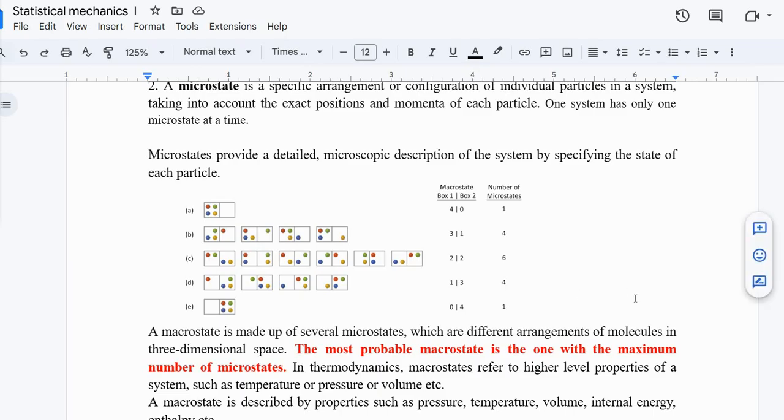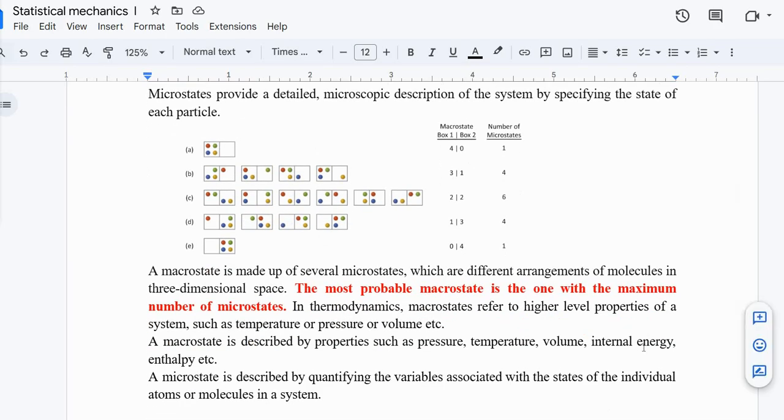Now in the world of statistical mechanics, the most probable macrostate is the one with the maximum number of microstates. So when you have the maximum number of microstates, this is the most probable or the most favorable macrostate of the whole system. Taking this particular example, where we have 6 microstates in one combination, this is the most probable macrostate of this particular system.